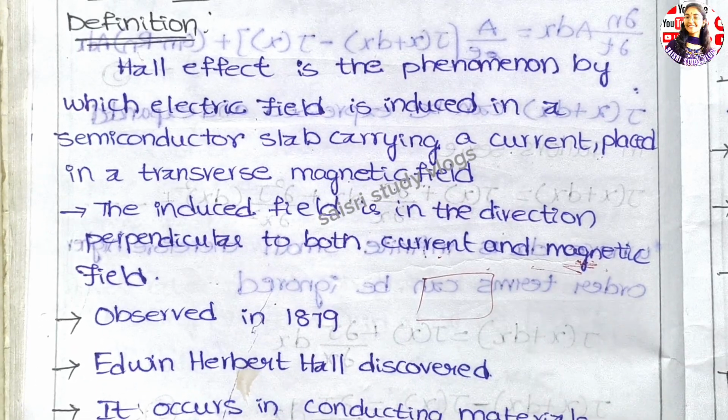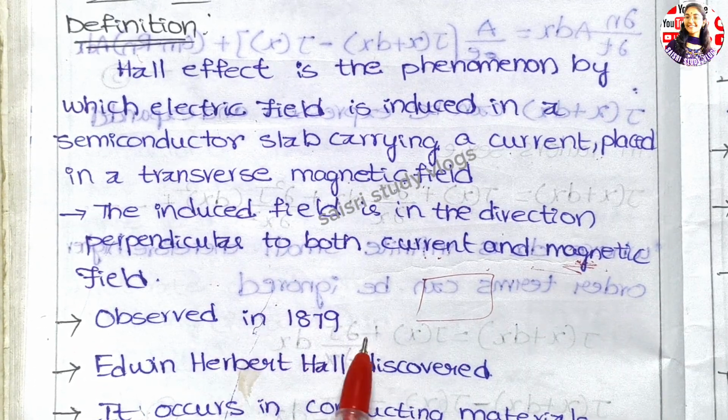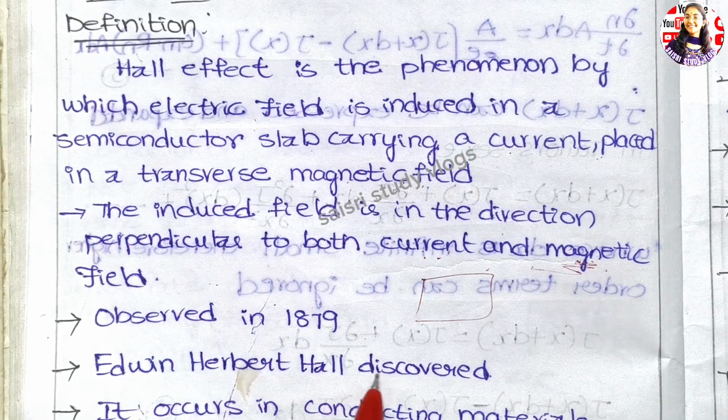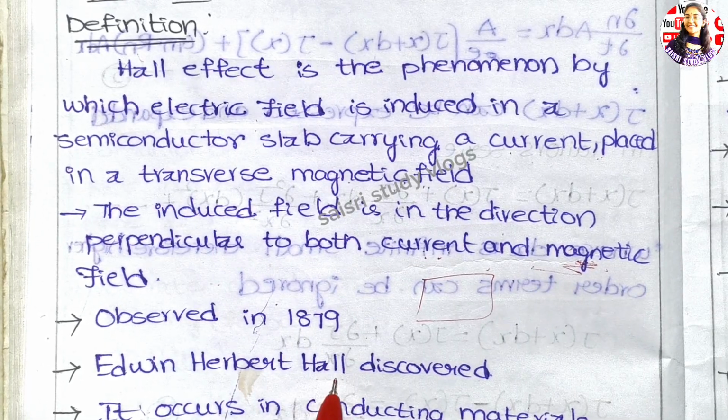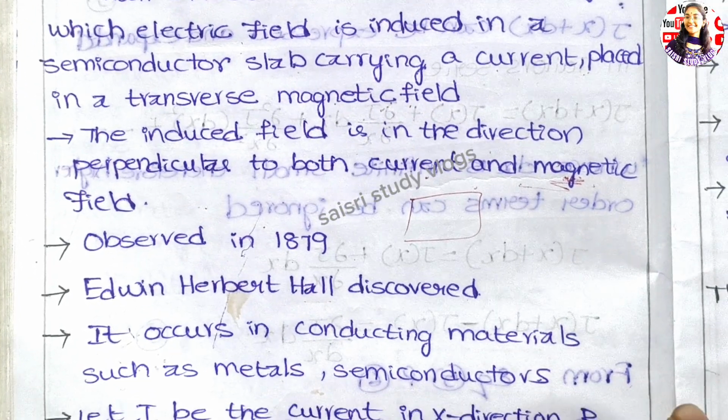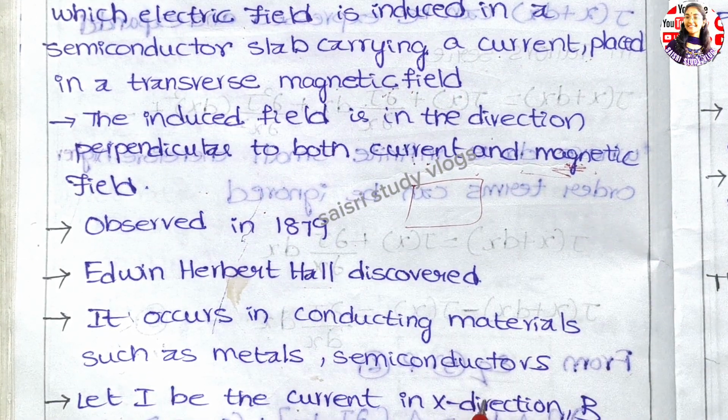Now this was observed in 1879 by Edwin Herbert Hall, who discovered it, so it is known as the Hall effect. It occurs in conducting materials such as metals and semiconductors.